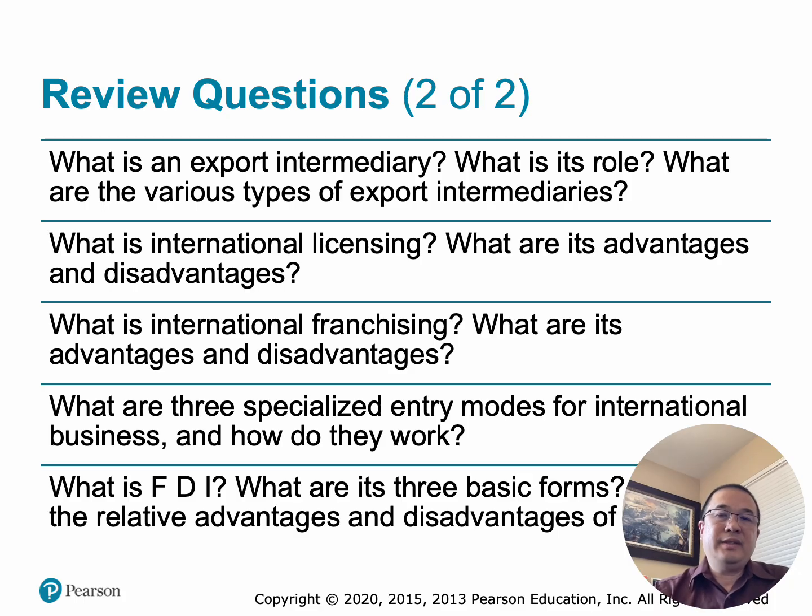And number 5, what is FDI? What are its 3 basic forms? So foreign direct investment occurs when a company directly owns or controls operations in another country. There are 3 forms of FDI. So 1, greenfield strategy, which is building a new operation from scratch. The advantages would be full control, modern facilities, and government incentives. However, the disadvantages would be it's too expensive, time-consuming, and has regulatory challenges.